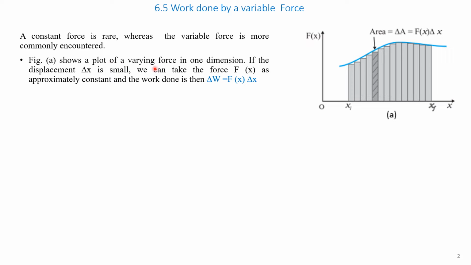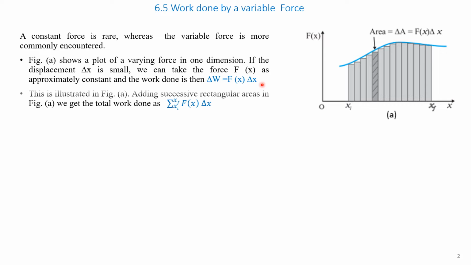So the figure here shows the plot of a varying force. This is a variable force in one dimension. If delta x, the rectangular width, is small, we can take the force Fx as approximately constant, and the work done is Fx, that is f of x, into delta x. So the work done delta W is equal to Fx, which is the force, times delta x, the displacement, which is shown in the figure.